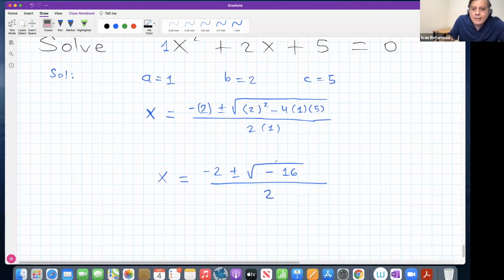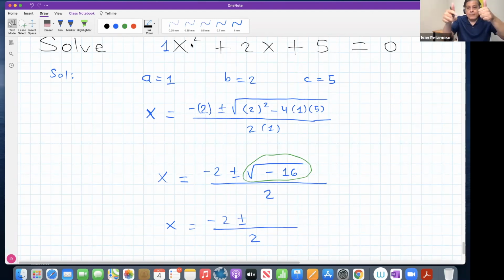Well, fortunately, we now have the knowledge of complex numbers. We can deal with this type of expression. So x will be equal to negative 2 plus or minus... who can tell us what this is as a complex number, over 2 here? Aha, I see someone. Gabriela, you made my day. 4i. Remember, you separate 16 from negative 1. The square root of negative 1 is i, the square root of 16 is 4. That's 4i. Very good.